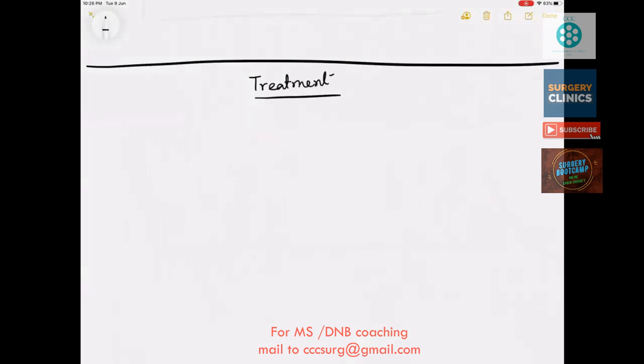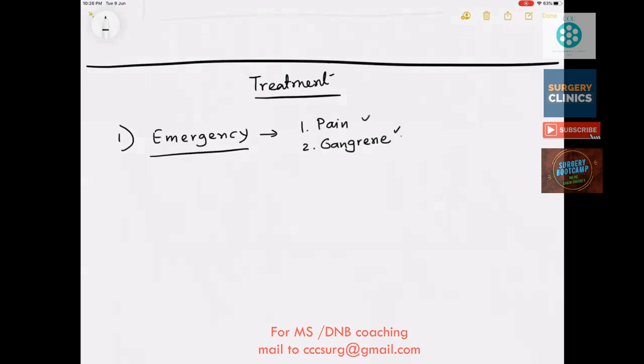Now, when you talk about treatment, remember, the first issue is always the emergency management. Emergency management is pain and emergency management is gangrene. Always remember that, pain and gangrene. If the gangrene is wet, this will require an amputation or a debridement. Whereas if the gangrene is dry, you may consider observation also.